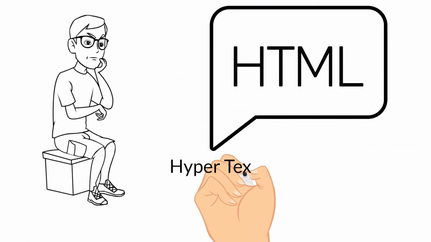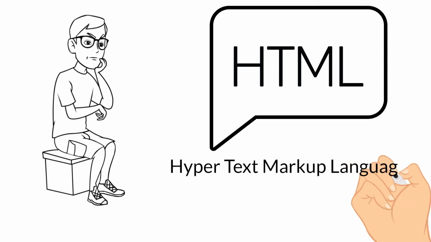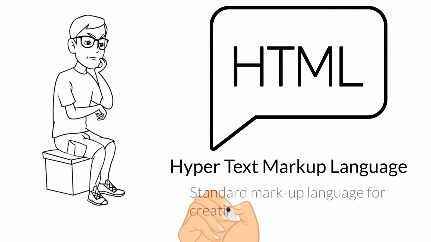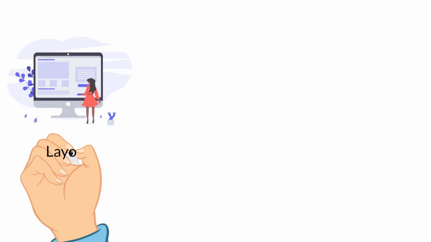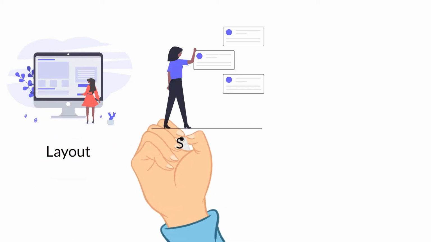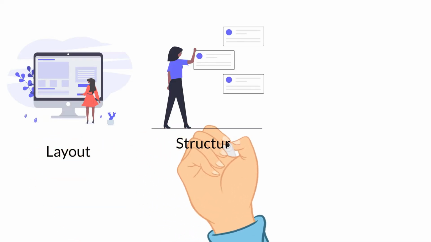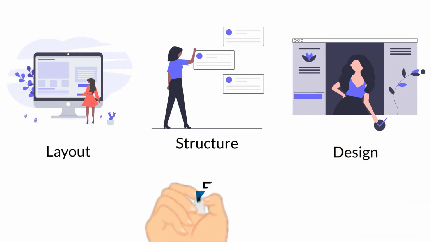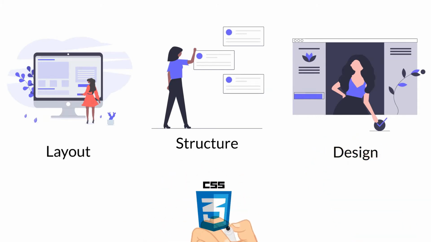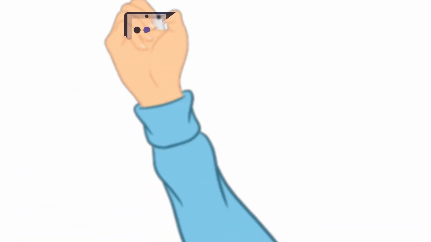The HTML acronym stands for Hypertext Markup Language. It is the standard markup language for creating and designing web pages. In essence, the language describes the general layout, structure, and look of a web page. From here, a different language, CSS, is used to style the content, but that's a topic for another video.